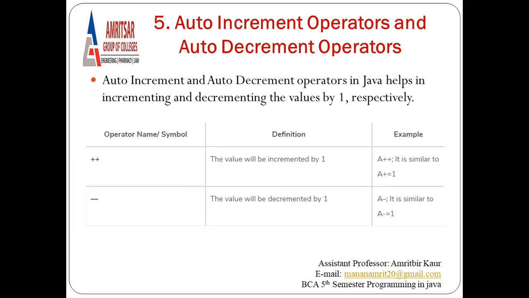Then auto increment and decrement. This operator helps in Java in incrementing and decrementing a value by 1. So for incrementing, we use the plus plus symbol like A plus plus. So if the value of A is 5, then after this the value will become 6. So with minus minus, the value will be decremented by 1. So 1 will be subtracted from the value in decrementing.